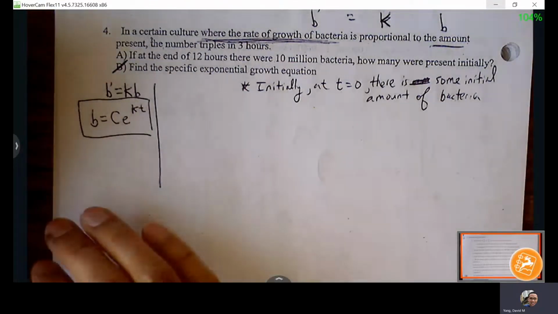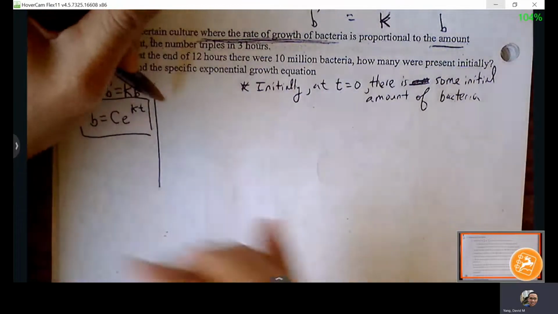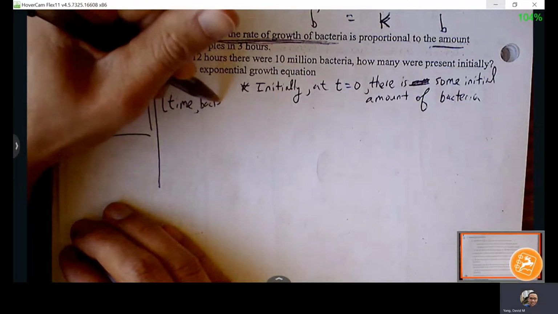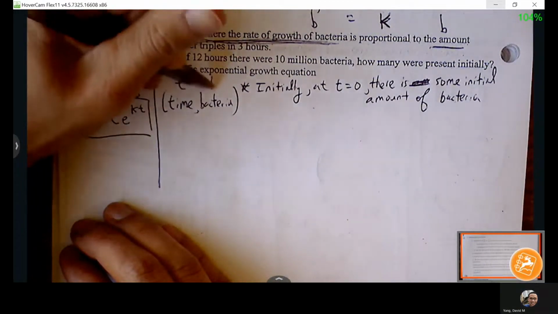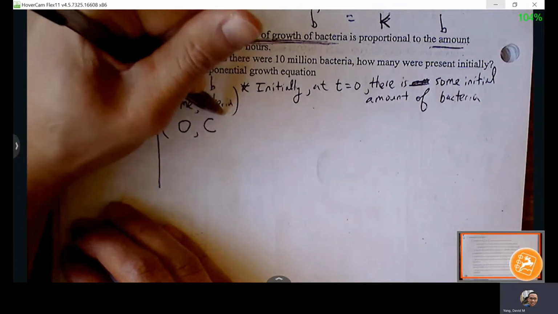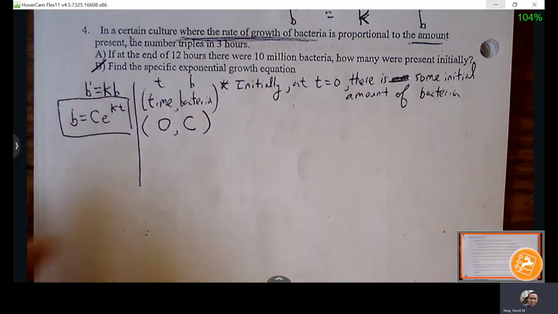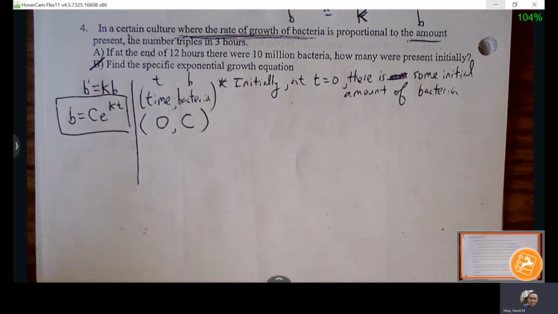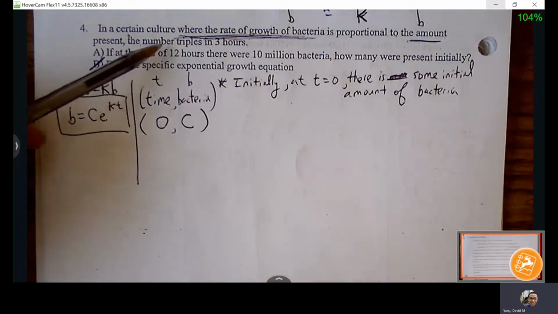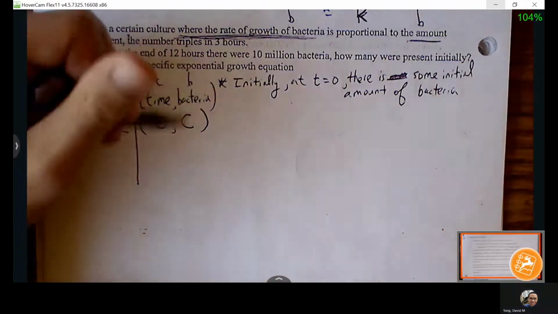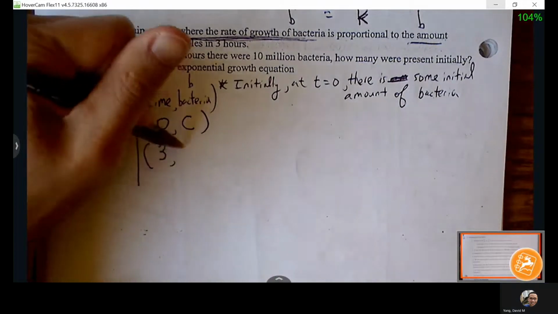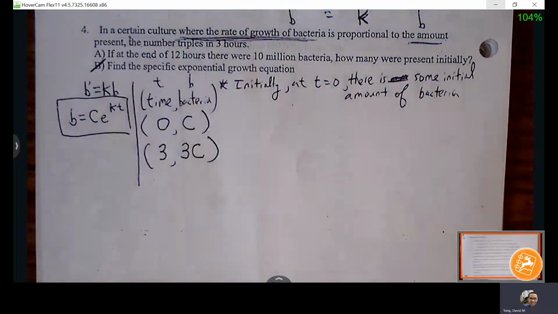So we can create our structure of ordered pairs, right? Time being the x, bacteria being the y. So we know that at time t equals 0, there's some initial amount. We'll just call it C, since we associate C with the initial amount. Now, the second ordered pair says the number triples in 3 hours. So what ordered pair can we create? Yeah, 3 hours later, our number is going to triple, so 3C.